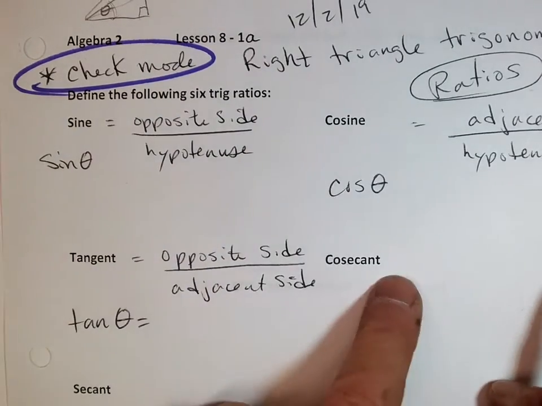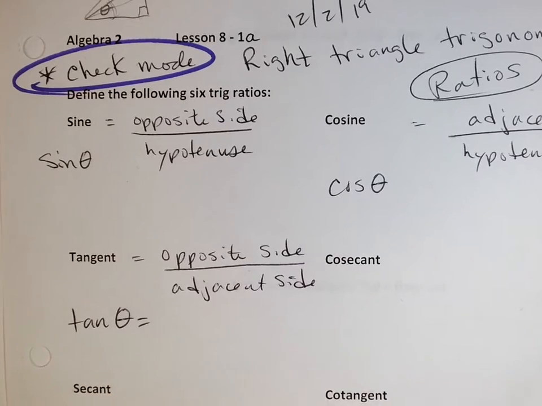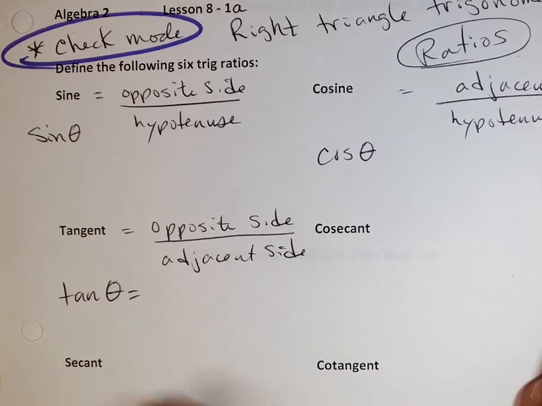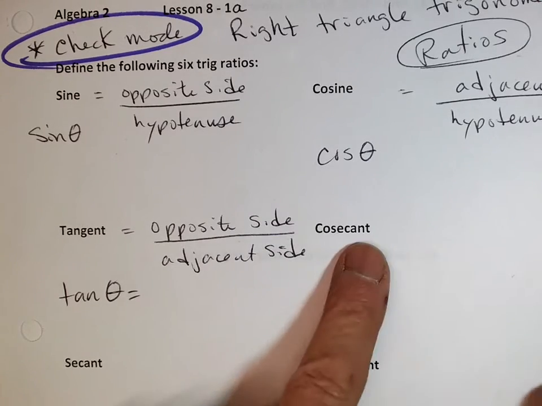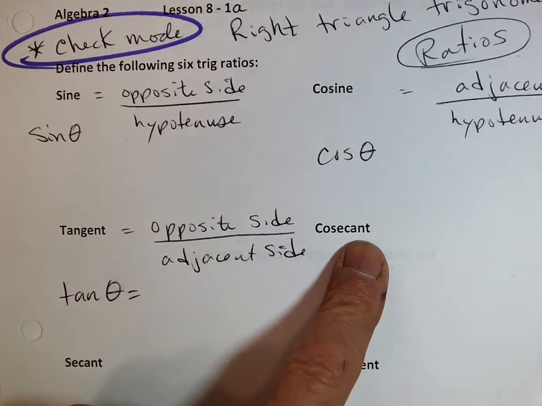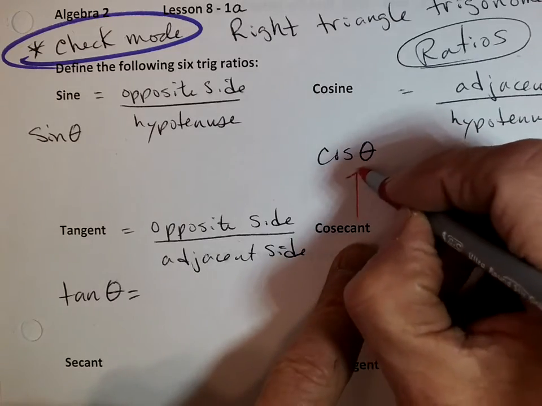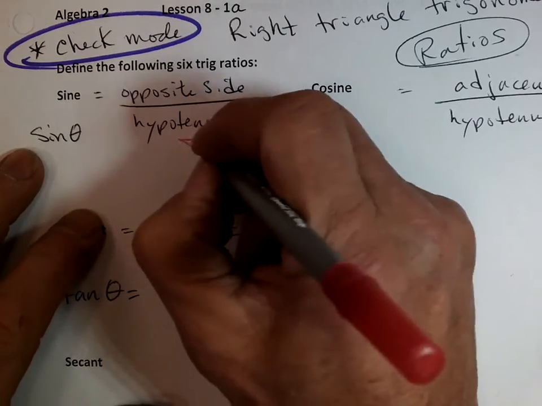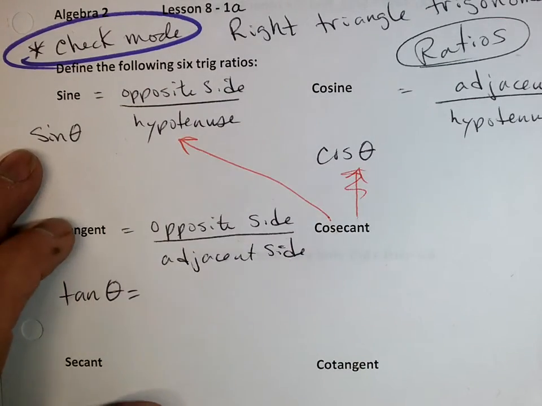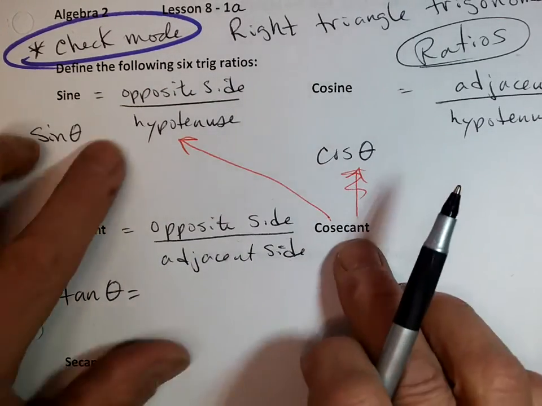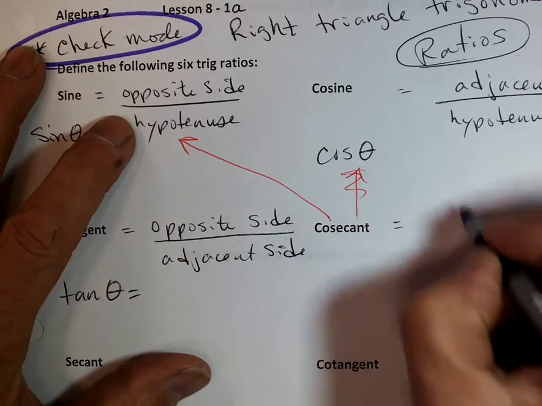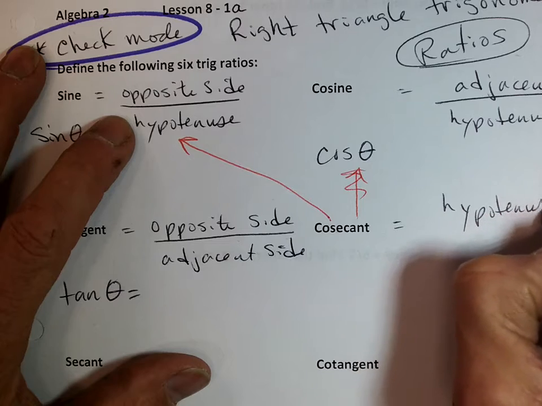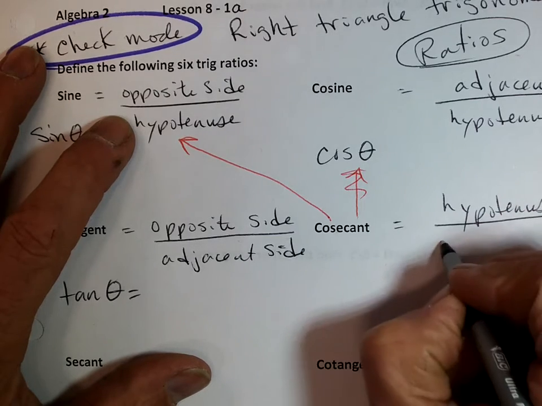Now, cosecant, secant, and cotangent are not used very often. Very rarely are they used in real-world situations, but they are mathematical terms, so let's take a look at them. So the cosecant is the opposite of cosine. Oops, I said that wrong. Cosecant is the opposite of sine. My bad. It's Monday morning. So cosecant is the opposite of sine, so cosecant is going to be the hypotenuse over the opposite side.